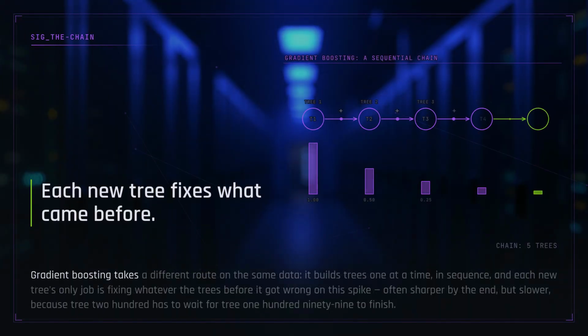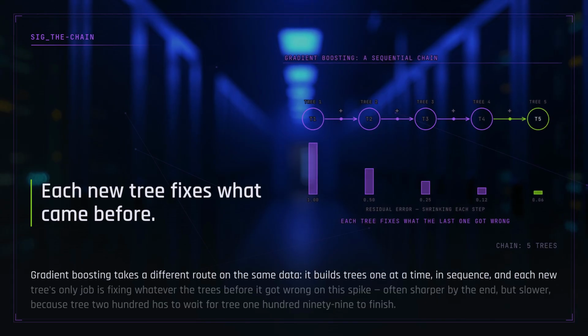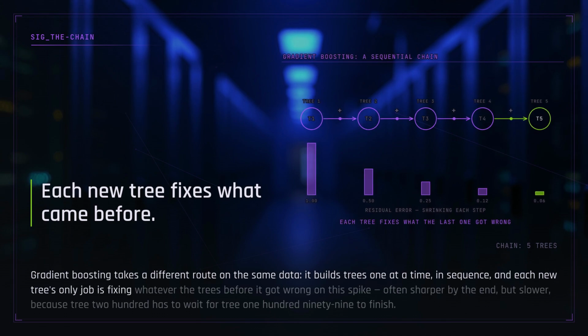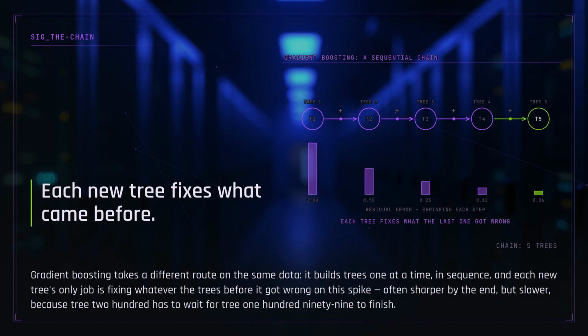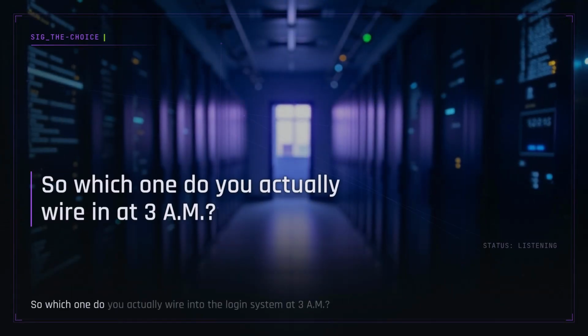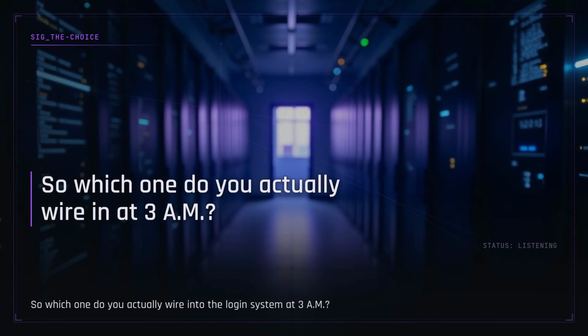Gradient boosting takes a different route on the same data. It builds trees one at a time, in sequence, and each new tree's only job is fixing whatever the trees before it got wrong on this spike, often sharper by the end, but slower, because tree 200 has to wait for tree 199 to finish. So which one do you actually wire into the login system at 3 a.m.?